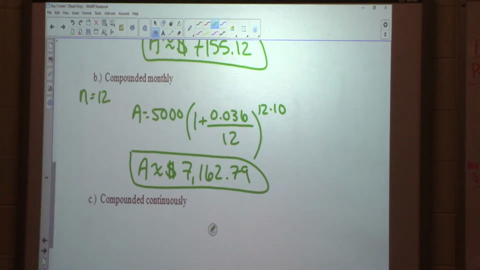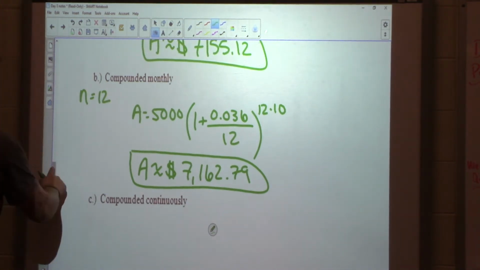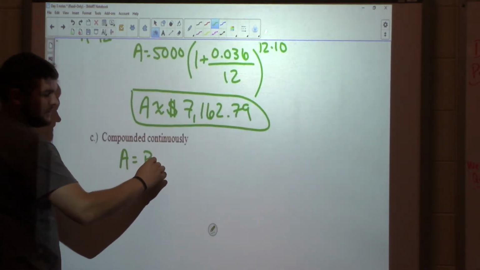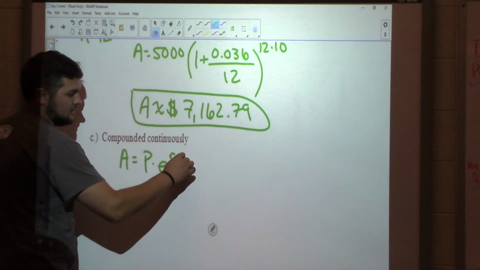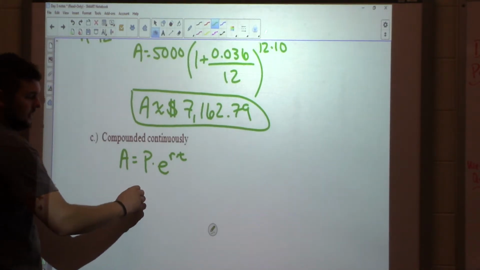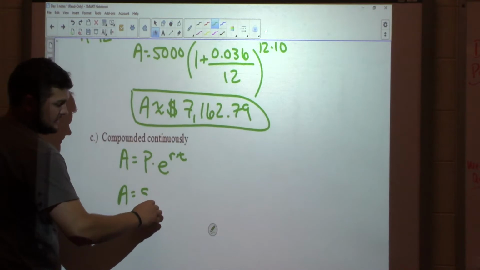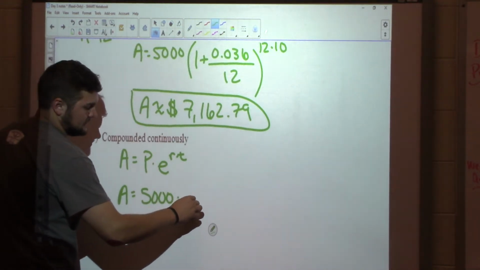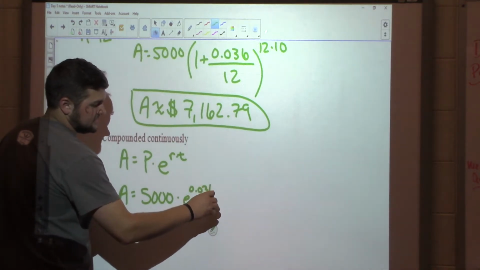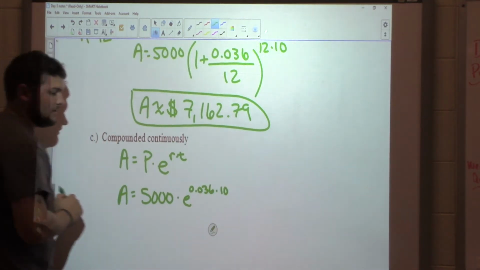All right, our last one, compounded continuously. Well, we said that's our new formula where A equals P times e to the r times t power. Or A equals 5,000 times e to the 0.036 times 10 power.